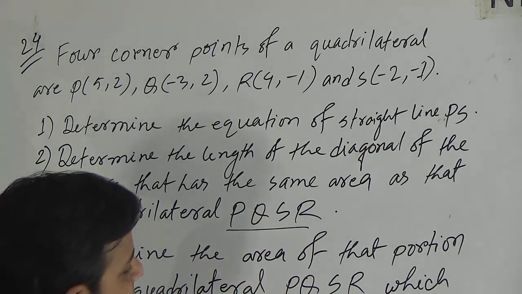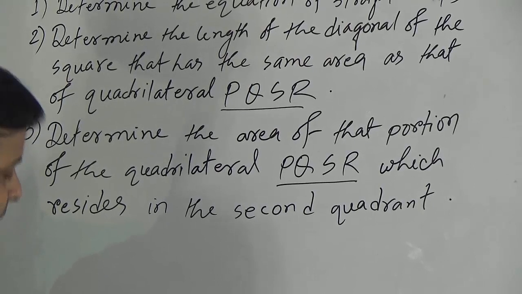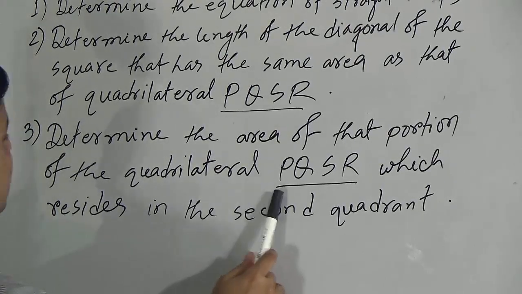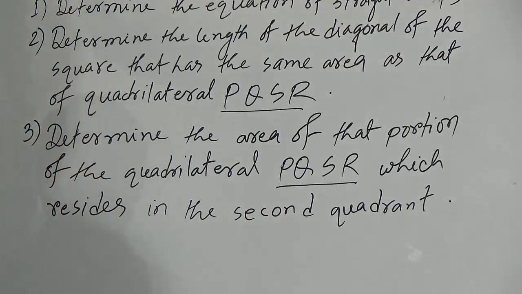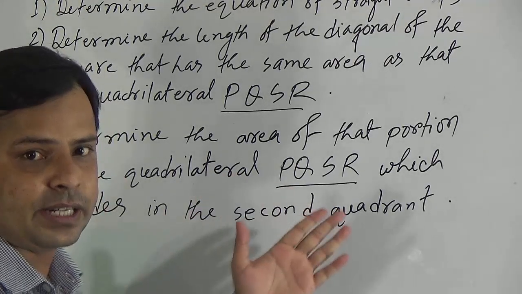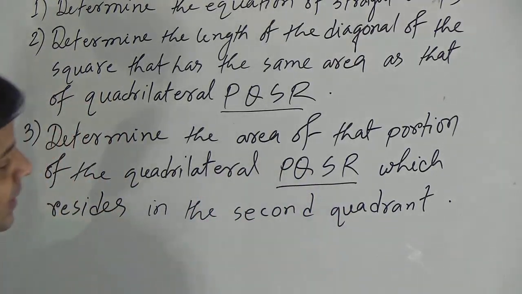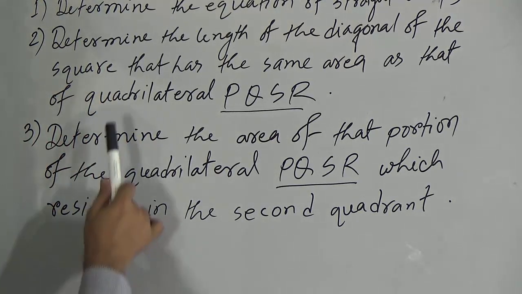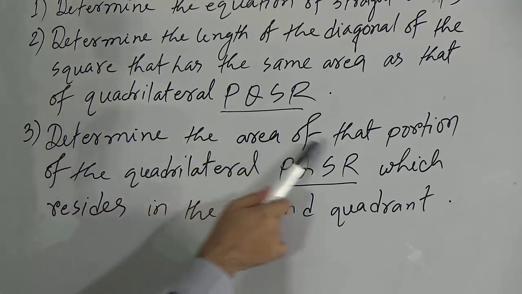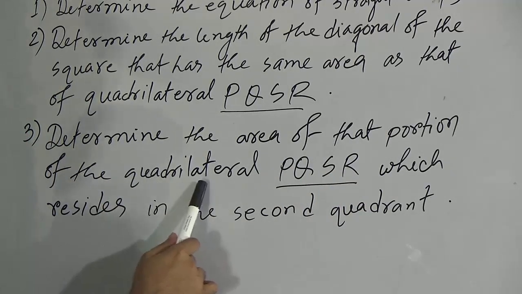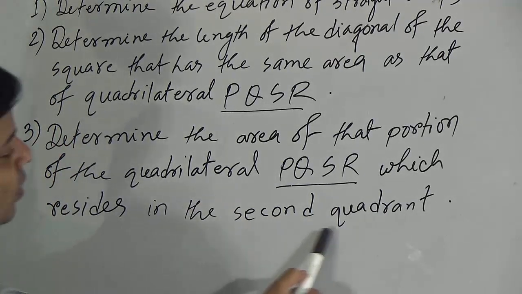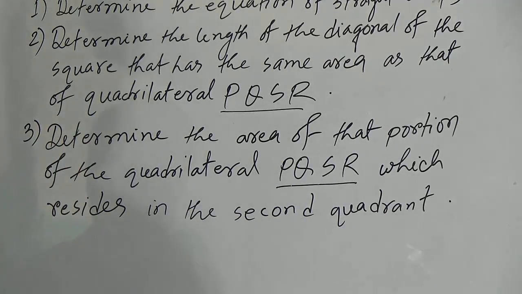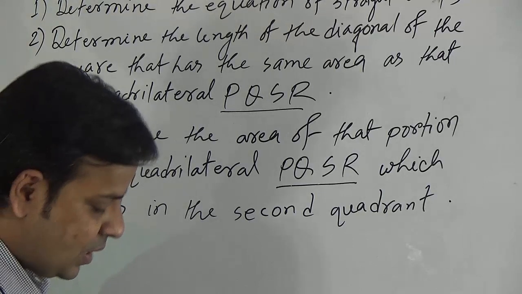Here also in question 3 the same mistake is given, so you can correct question 3 also. This will be quadrilateral PQSR, not PQRS. When I plot the points on the graph, you will see that the quadrilateral is PQSR. Dear students, now see question 3: determine the area of that portion of the quadrilateral PQSR which resides in the second quadrant. When I solve this question, I will explain what is said in the question. So I will solve the first question at first.